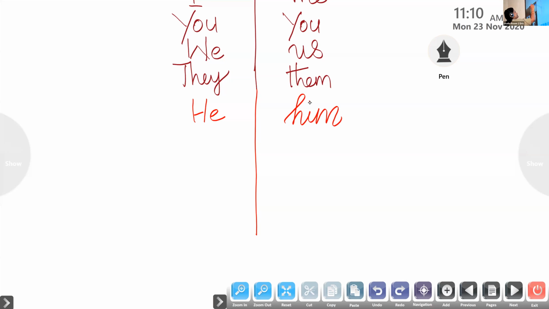Suhana, very good. For she, come on, tell me. Yes, ma'am. For she, what do we use? Which is the object pronoun for she? Yes, come on, children. Please don't look at your book. All of this has to be learnt by heart.